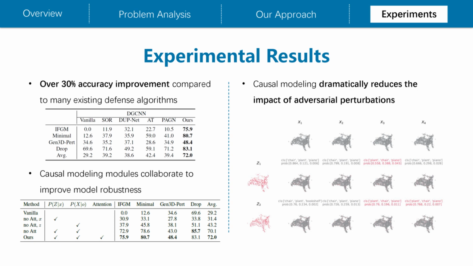In summary, CausalPC is the first work to tackle the point cloud classification problem from a causal perspective. By identifying the causal effect between the point cloud and the label, our framework achieves remarkable improvements in adversarial robustness, paving the way for more reliable point cloud-based applications.